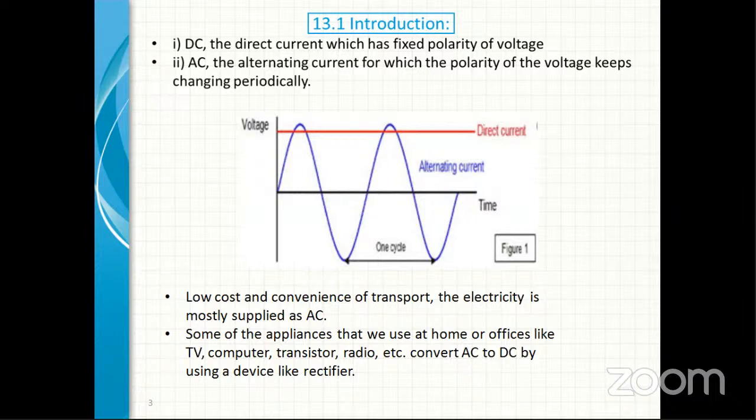Then we also learned the uses of AC, that is some appliances that we use at home or offices, like TV, computer, audio, that convert this AC to DC by using a device, and that we will study in chapter number 16.